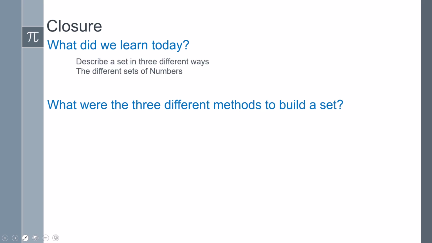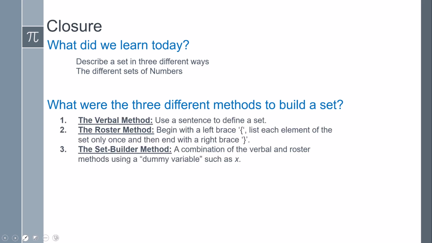So let's close today's lesson. What did we learn today? We talked about the 3 different ways we can describe a set and the different sets of numbers. Now, what were the 3 different methods we use to build a set? The first was the verbal method, where you just use a sentence to define the set. The roster method, where you have a left and right brace, and then you list every single element. And then the set builder method, which is a combination of that verbal and roster, and we use a dummy variable to define what it is that we're going to list.